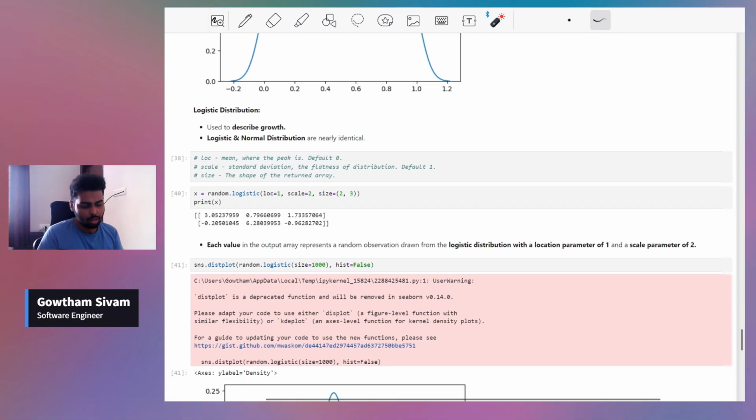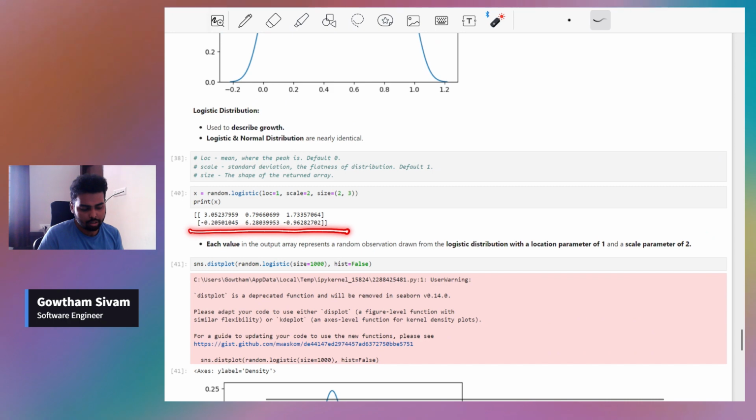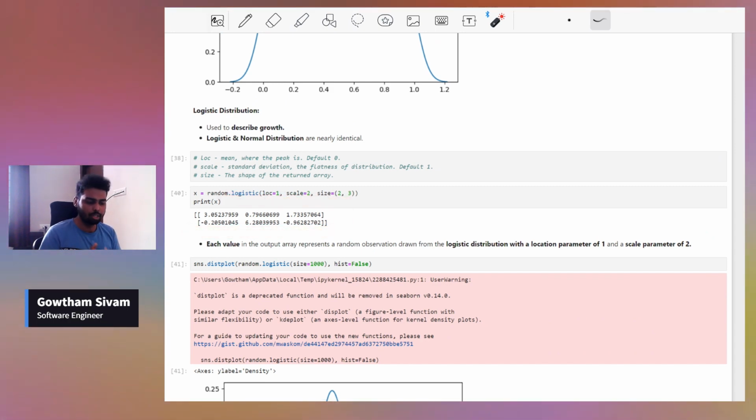What do they represent? We have got these values from the logistic distribution with a location parameter of 1 and a scale parameter of 2. Location means the mean parameter of 1 and the standard deviation parameter of 2. These are all the values.